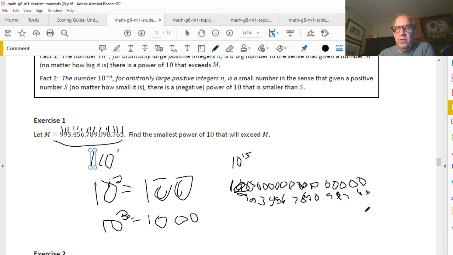So 10 to the 15th is larger than 993,456,789,098. Blah, blah, blah. I got it wrong again, but it's bigger. Trust me.